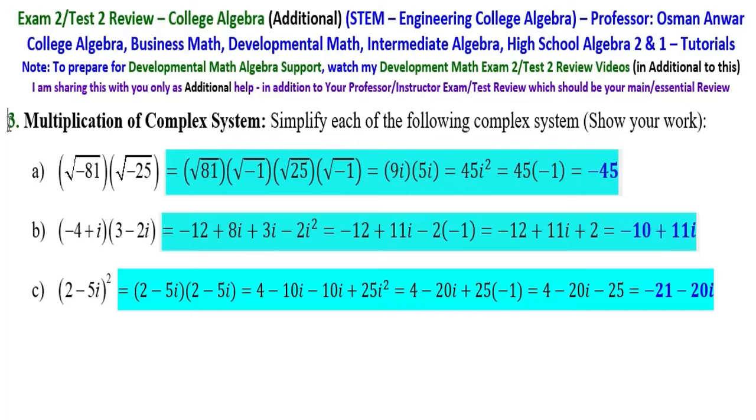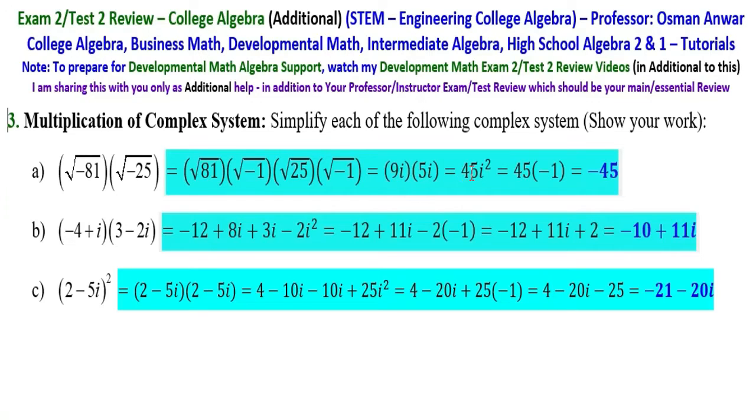Number 3. Multiplication of complex numbers. Simplify each of the following complex numbers. Number A, square root of minus 81 times square root of minus 25. This is equal to square root of 81 times square root of minus 1 times square root of 25 times square root of minus 1. Square root of 81 is 9i. Square root of 25 is 5 times i. So 9 times 5 is 45.